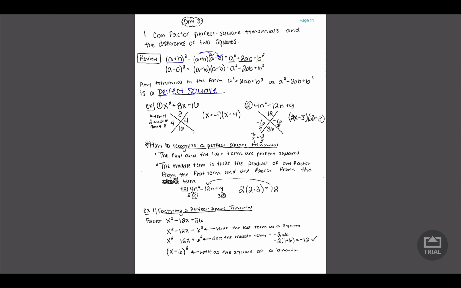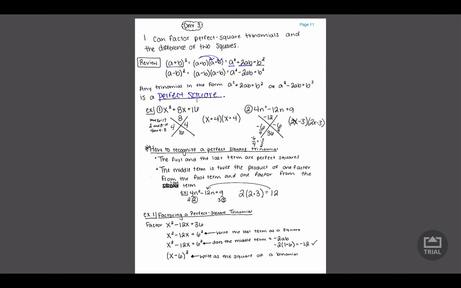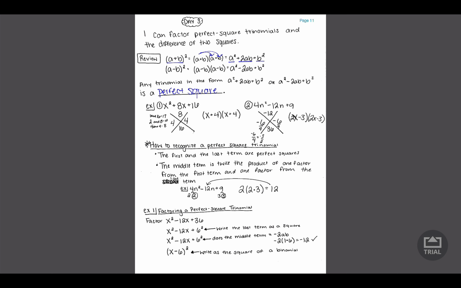So like this first example, x squared, 8x, 16. Same thing with the x method. We put 16 in the bottom and 8 in the top. And we're going to wind up with 4 times 4, because 4 times 4 is 16, and 4 plus 4 is 8. So then we put it in the same form that we have been factoring already.